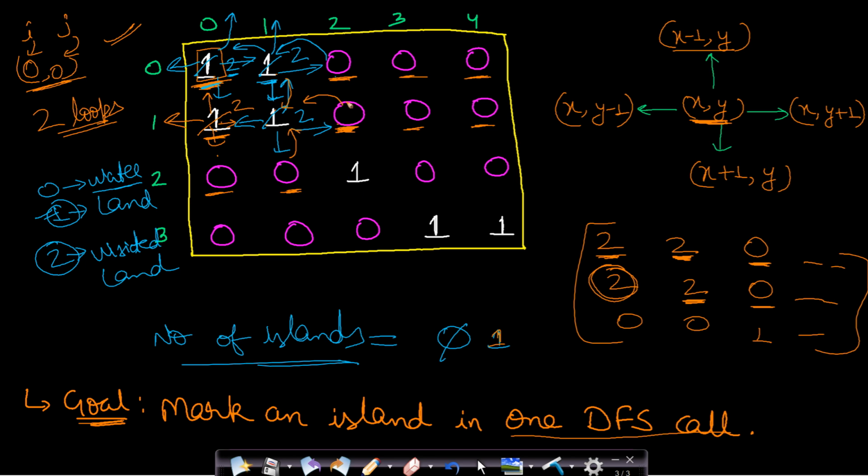Now we are in row number 2, column number 2. So this is the 1. Since this is 1, this indicates that the island it belongs to has not yet been visited. So we will just increase the count of number of islands, because this is a new island which we found, and then we will mark it as 2, saying that this cell is visited. Now we will mark the entire island.